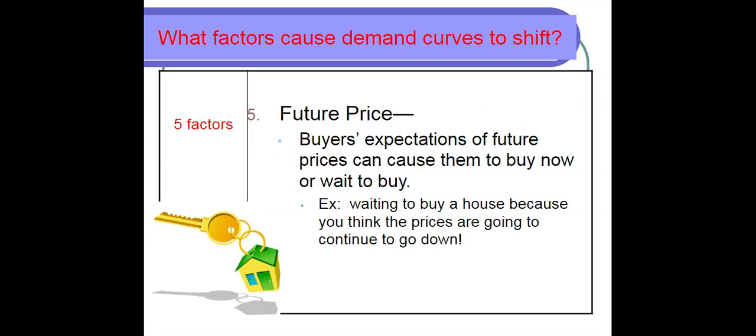The fifth factor, future price. Consumers' or buyers' expectations of future prices can cause them to buy now or to wait to buy. Waiting to buy a house because you think prices are going to continue to go down would be an example. And that is the end of our video on causes of demand curve shifts.